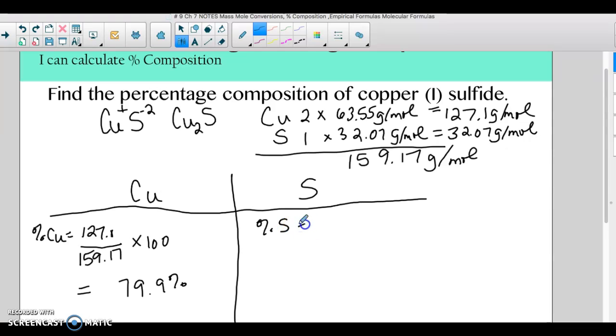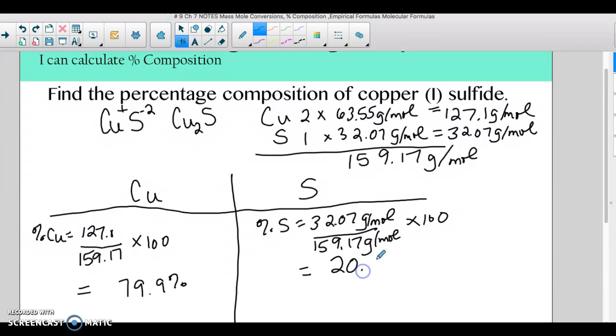Similarly, over here, I'm going to take the mass of just the sulfur and divide that by the molar mass of the compound and multiply it by 100. And when I do that, I get 20.2%. So depending on my rounding, these don't quite add up to 100, but they're really close. If I had gone out to the hundredths, it would have worked.